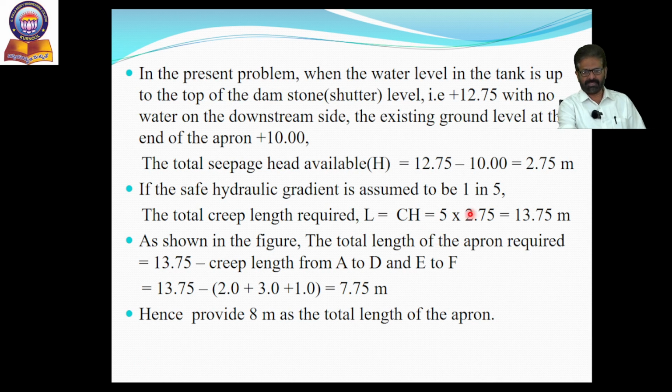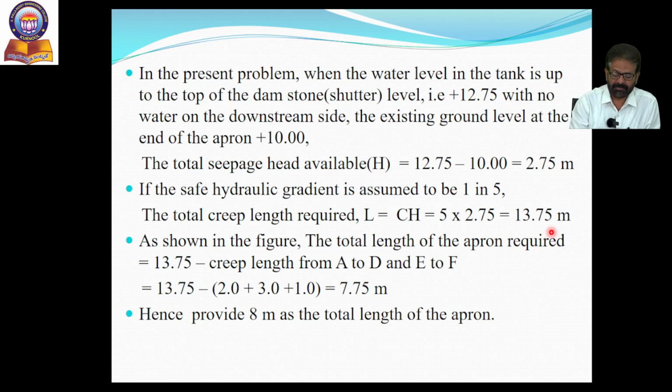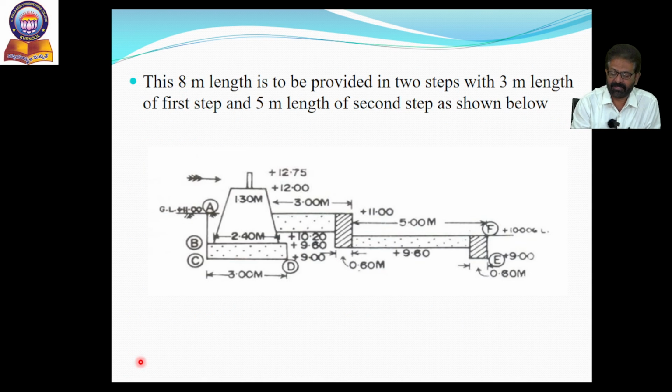As we assumed the safe hydraulic gradient as 1 in 5 and the available head is 2.75, therefore the total creep length is 5 times 2.75, which is equal to 13.75 meters. This is the total creep length, not the length of the apron. However, as shown in the figure, the total length of the apron required is, now coming to the apron length, again we can refer to this figure.